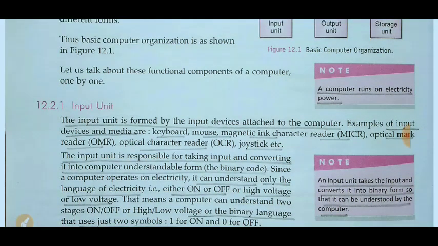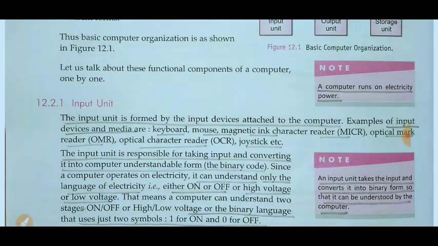Input unit is responsible for taking input, as you know very well. Why do we use the input unit? It is used to take input from the input device and convert it into computer understandable form. Like we have a keyboard.